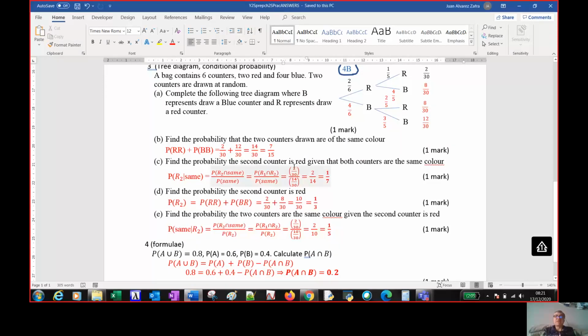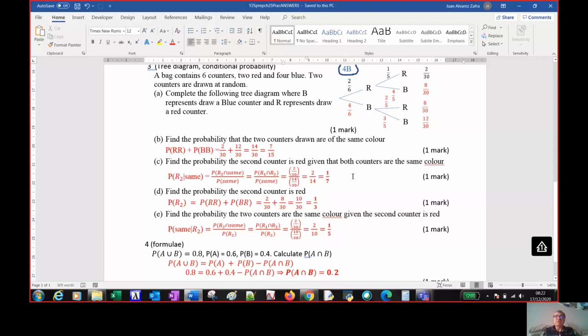Now find the probability that the second counter is red, given that both counters are the same color. Now, another way of doing conditional probability is, if you want the probability of A given B, you do the probability of A and B over the probability of B. So the probability of the first given the second is the probability of the first and the second divided by the probability of the second. And that's a formula that you should really memorize and know.